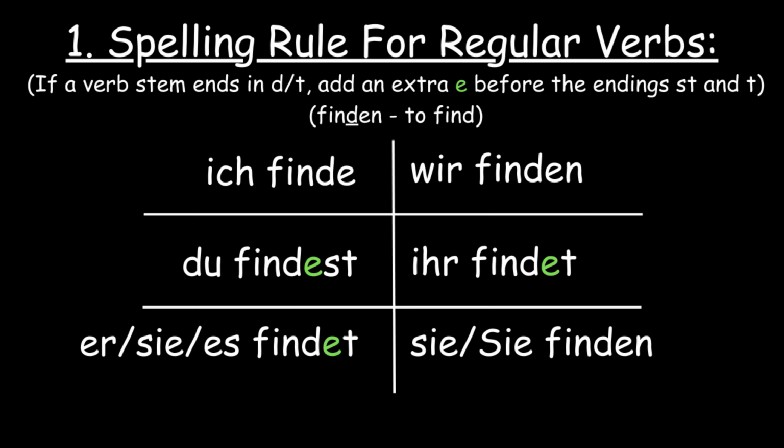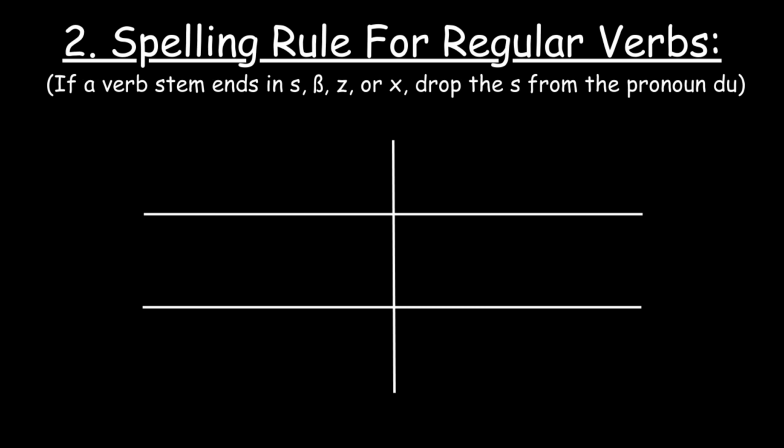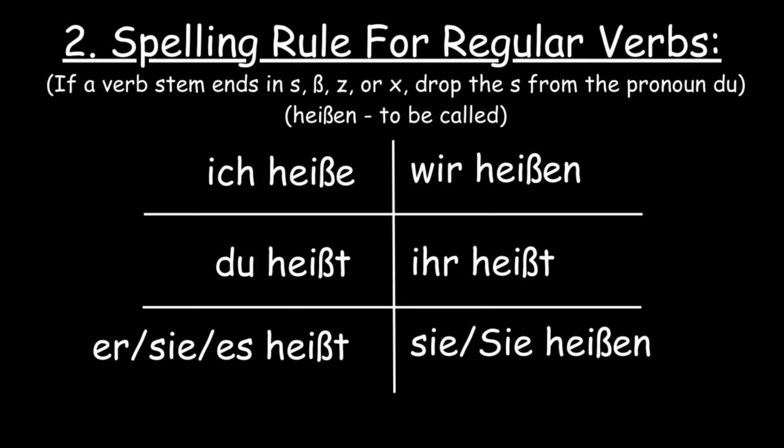Moreover, German has another spelling rule for regular verbs in the present. If a verb stem ends in s, ß, z, or x, we drop the s from the pronoun du. Normally, verbs take st in the du form, but with these verbs, they drop s and take t instead. One verb is heißen. Ich heiße. Du heißt. Er, sie, es heißt. Wir heißen. Ihr heißt. Sie heißen. By removing s, some conjugations blend with others, so context will tell the difference.